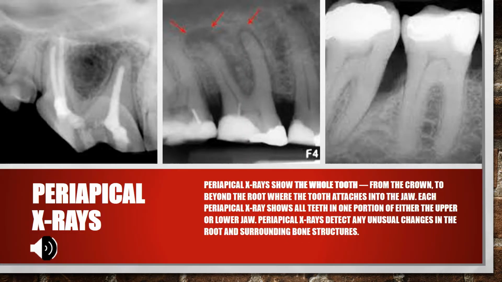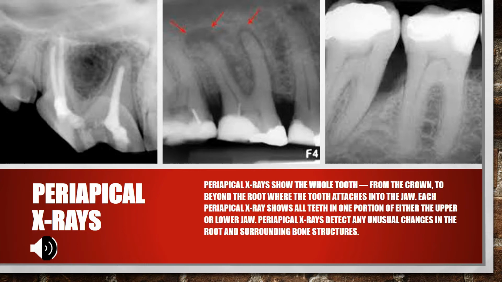Periapical x-rays will show the entirety of the tooth and the surrounding structures. This would be from the crown of the tooth to the apex, which is the root. Periapical x-rays help us identify various types of issues. This may be a poorly treated tooth that may have had a root canal treatment or a post and core, or even issues with an implant placement.